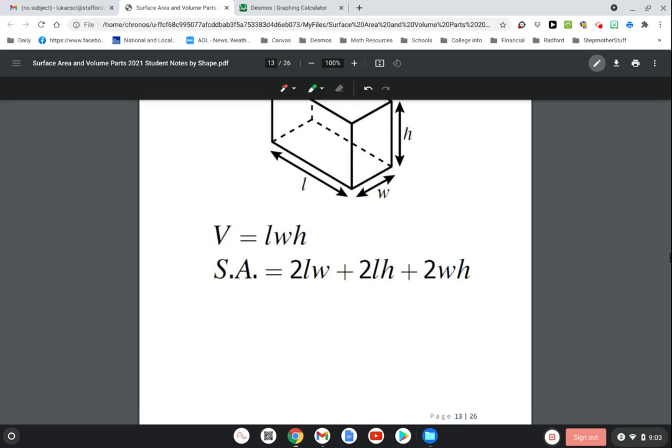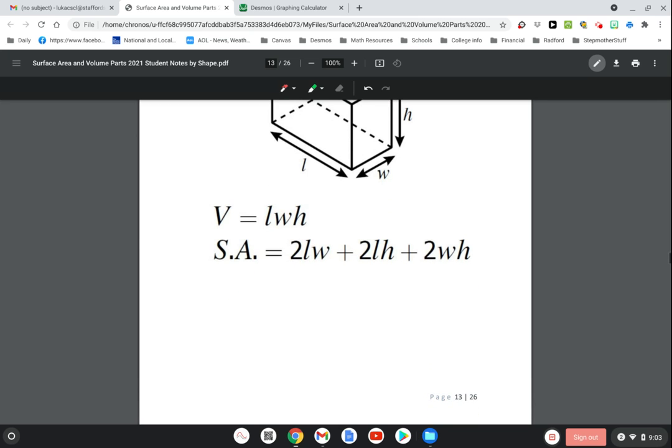The volume formula is extremely simple. Most people just like to throw that right into Desmos without writing it down, and usually they're successful. The surface area formula, however, most kids who do not write that down first will inevitably make a mistake.